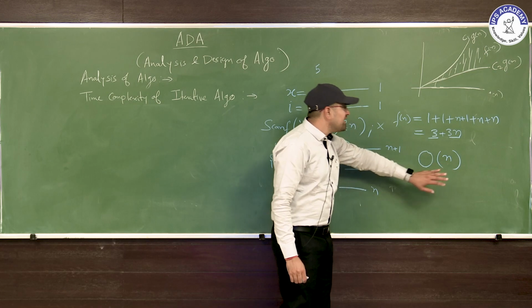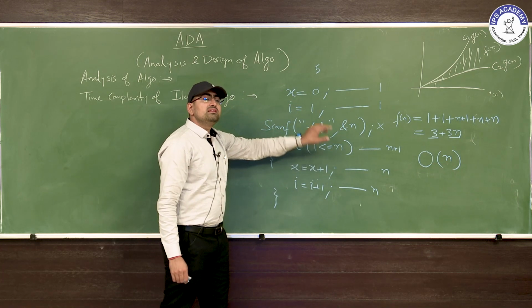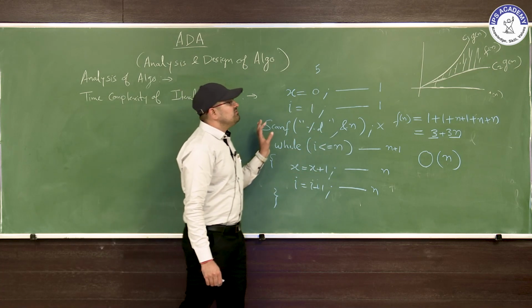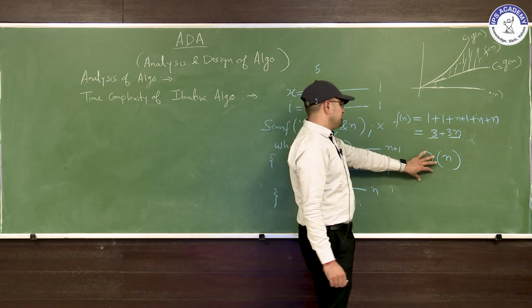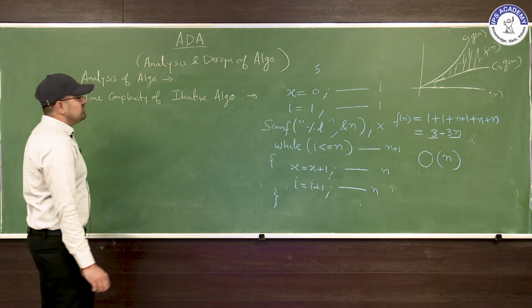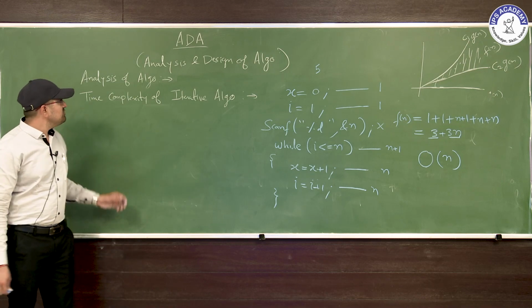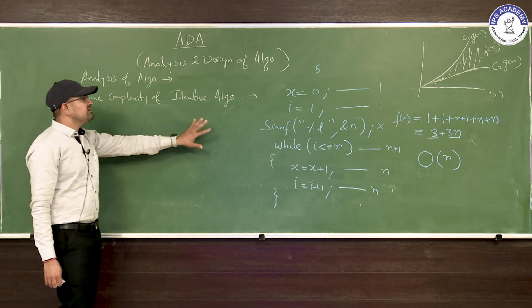That means linear time complexity would be there. If you increase the number of inputs, the time would also increase in the same proportion. Clear? I hope it is clear to you. So this is how we calculate the time complexity of an iterative algorithm.